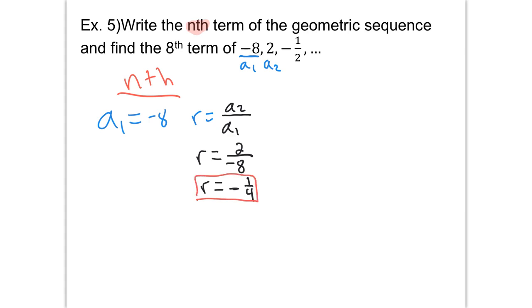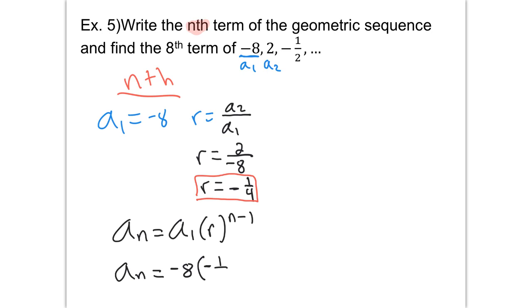So now you guys are ready to find the formula. Now you guys need to know what the formula looks like. So make sure you guys memorize it. We have a sub n equals a sub 1 times the common ratio with the exponent of n minus 1. We don't worry about the n for the nth term. We're just going to substitute the first term. So a sub n equals -8. And we multiply by the common ratio, -1/4, and the exponent is n minus 1.